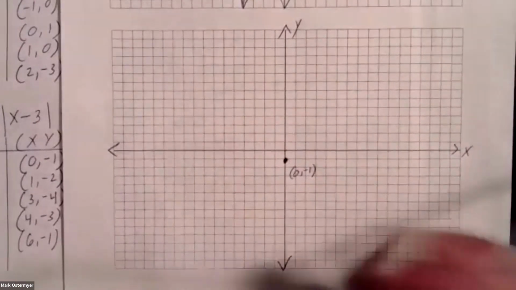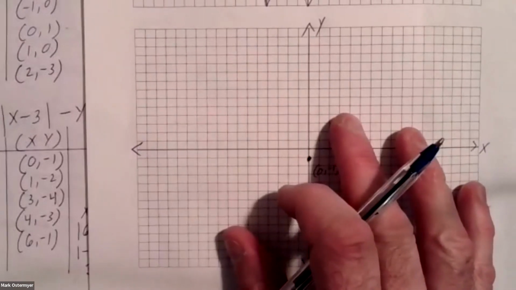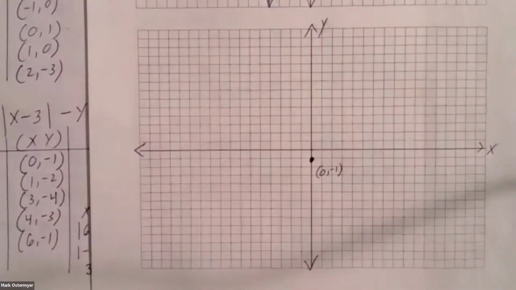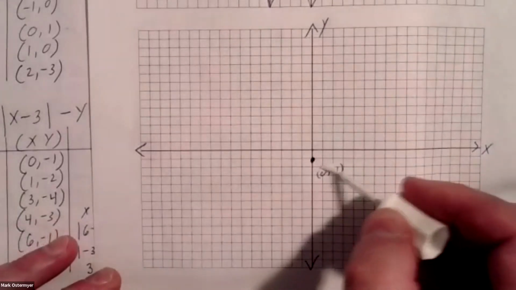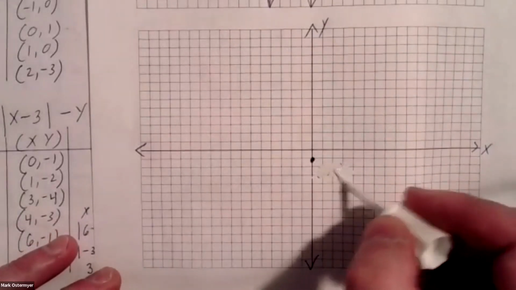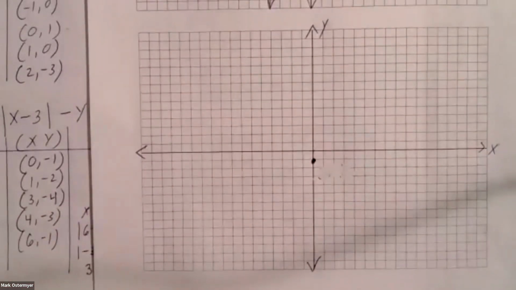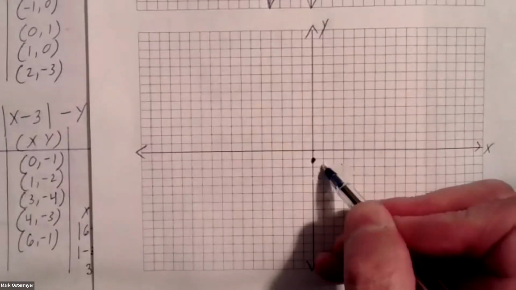Did I do it again? I put the point in the wrong place again. You don't have to label your points if you don't want to. They do clutter your graph up. Okay, 1, -2, 1 to the right, down 2, right there.